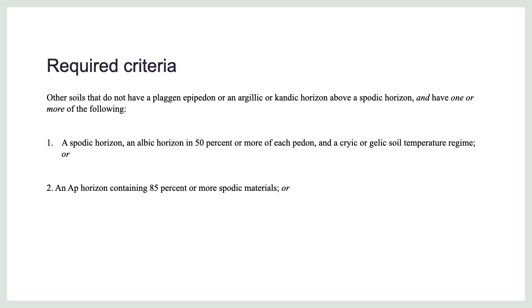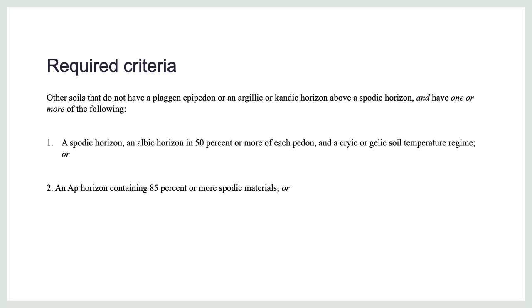And these spodosols also don't register an argillic or kandic horizon above a spodic horizon. So I cannot find a spodosol with an argillic horizon above a spodic horizon, or a kandic horizon above a spodic horizon. Okay, if I find an argillic horizon or a kandic horizon, they should be below this spodic horizon. Okay, and these soils have one or more of the following criteria.